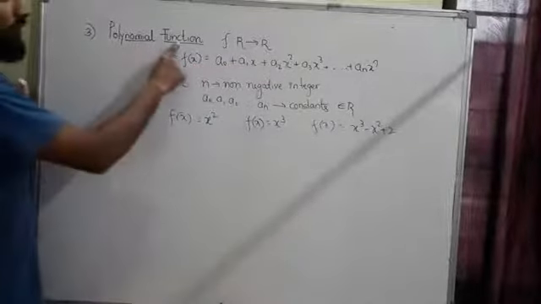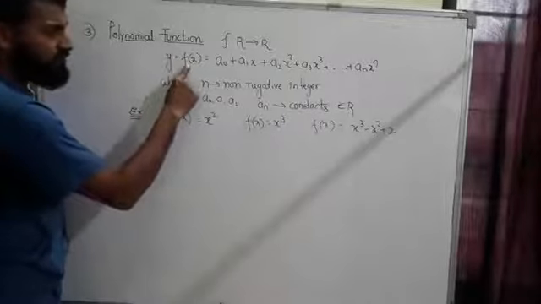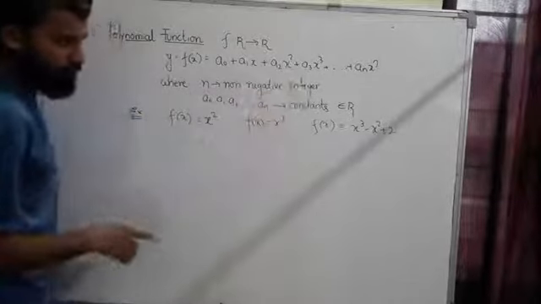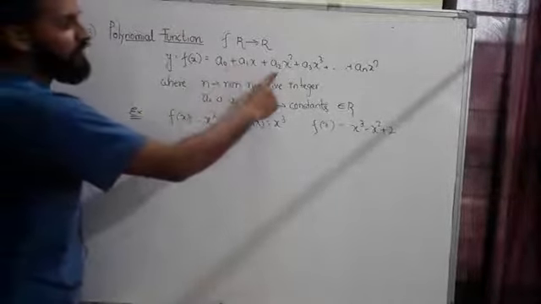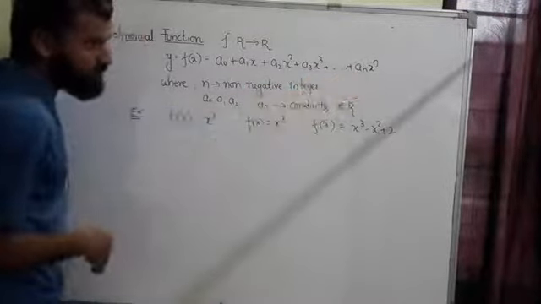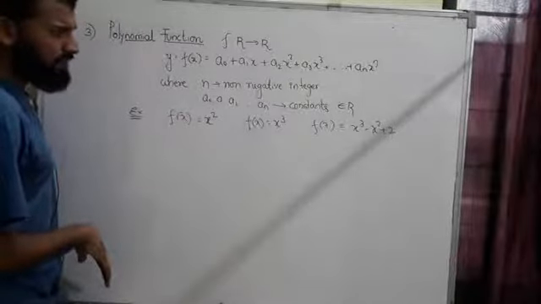The polynomial function is defined as y is equal to f of x, which is equal to, this is nothing but the definition of a polynomial itself, a0 plus a1x plus a2x square plus a3x cube and so on plus an x raised to n. So it is the polynomial definition that you already know.